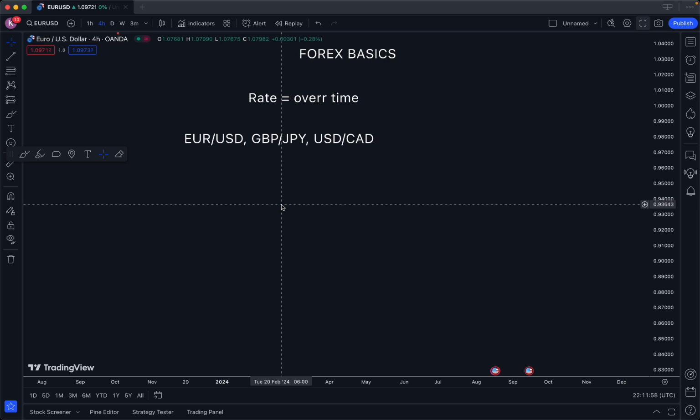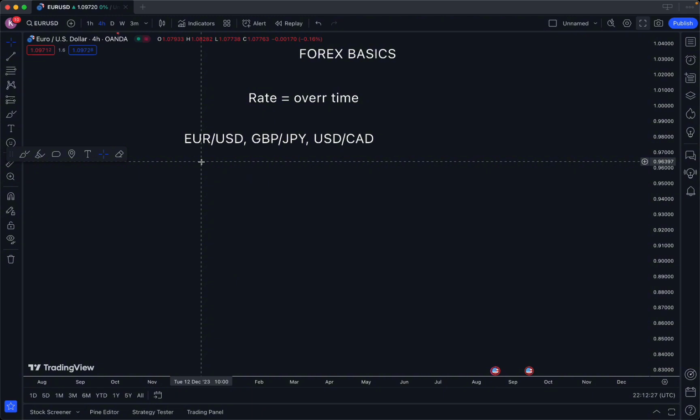So the exchange rates are quoted in pairs such as the Euro USD, GBP JPY, and USD CAD, and so many more. The Euro USD means the euro against the United States dollar. This pair also means the GBP, or the pound sterling, against the Japanese yen. And the USD CAD means the United States dollar against what? The Canadian dollar.